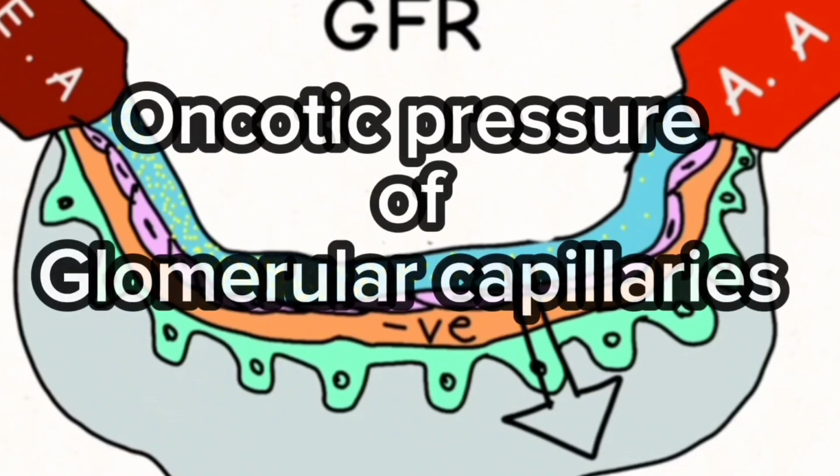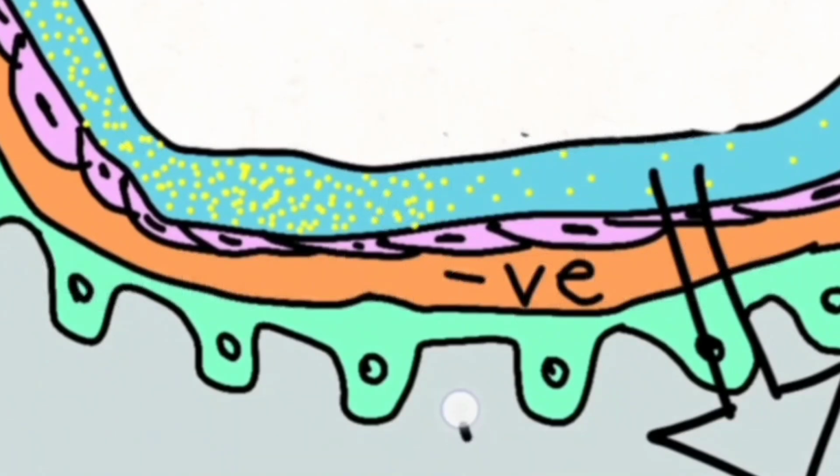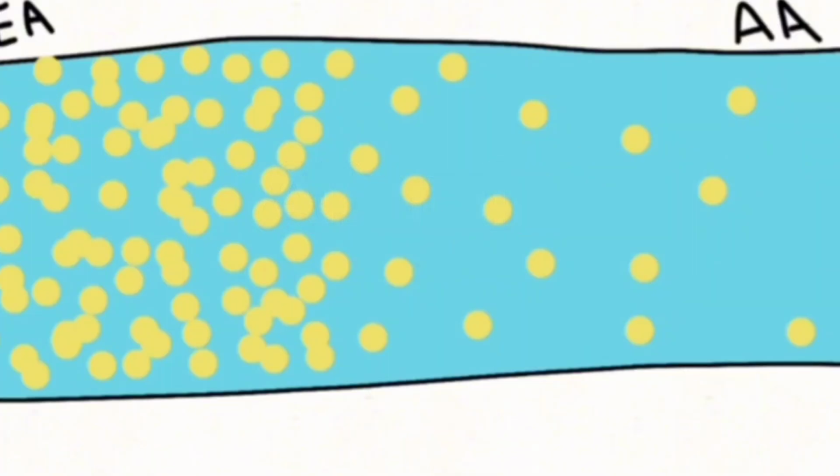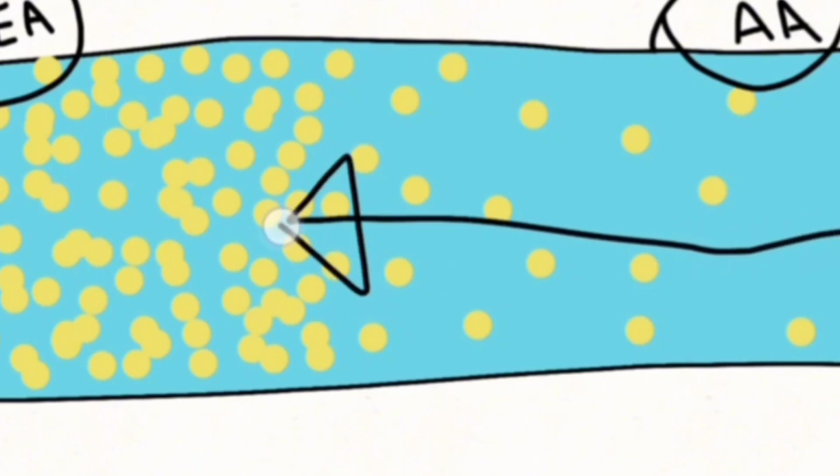Next up, the oncotic pressure. This refers to the osmotic pull exerted by plasma proteins, especially albumin, that draws water back into the capillaries. Let me break it down. If this is our capillary, blood enters the afferent arteriole and exits through the efferent arteriole. As filtration happens, fluid leaves but the proteins stay.